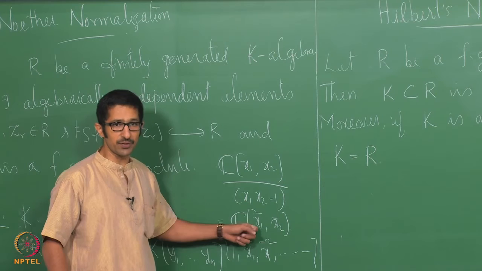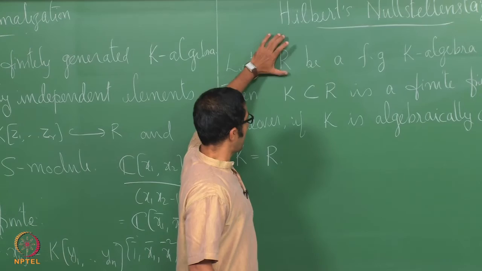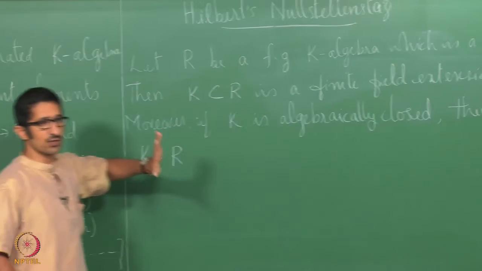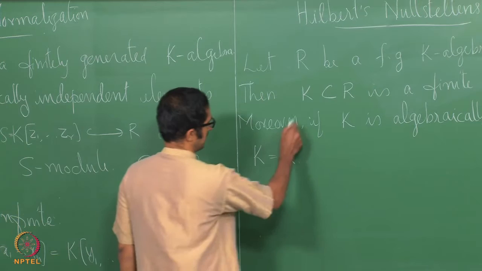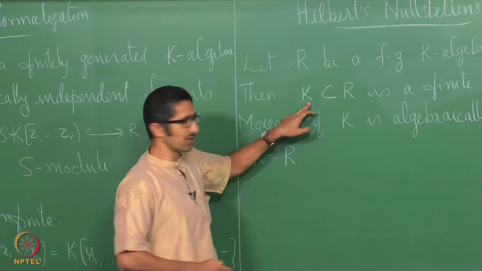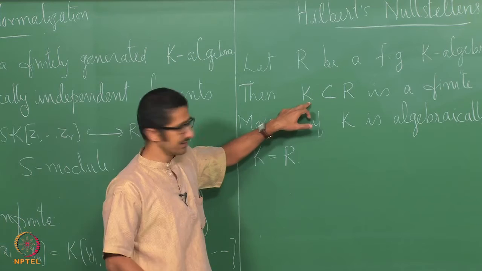So, here the situation is, if R is a finitely generated K algebra which is a field, then there is no other option. It has to be a finite field extension. The second part follows directly from here. If K is algebraically closed, which means you cannot have any finite field extension of K, which means K is equal to R. So first, let's prove this part.